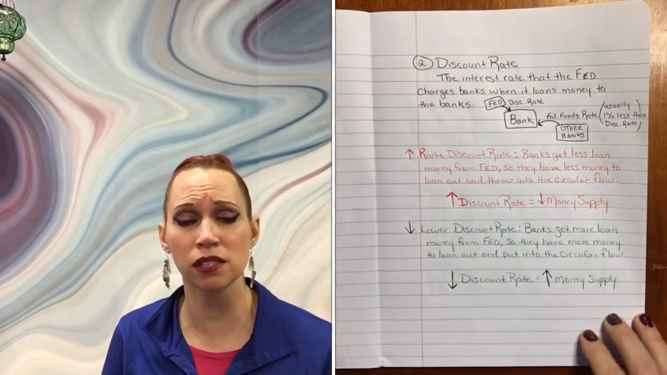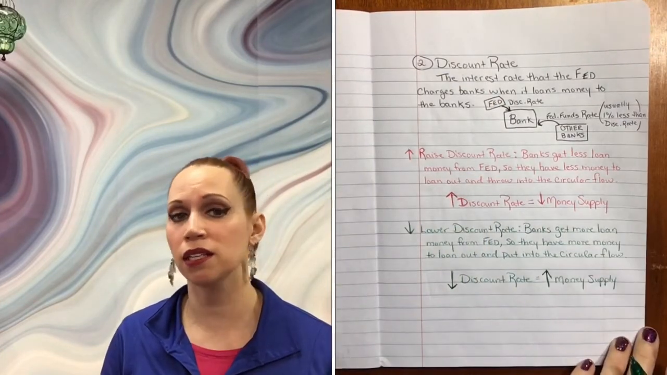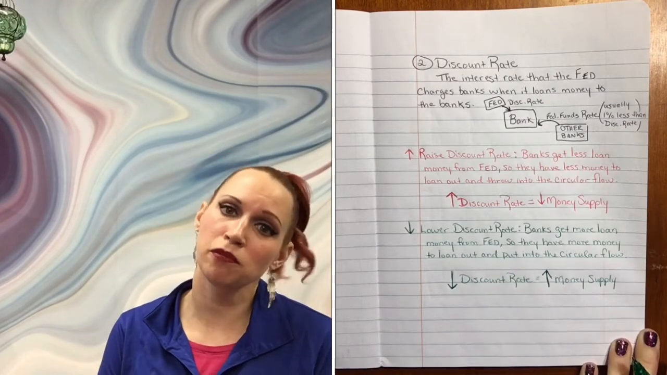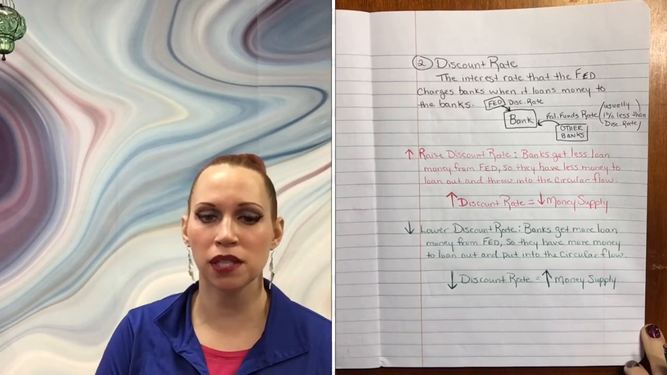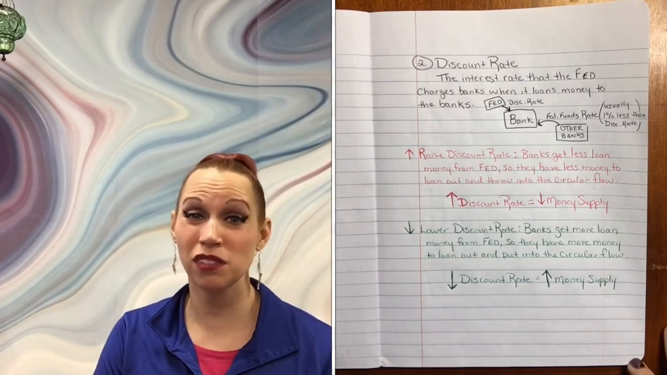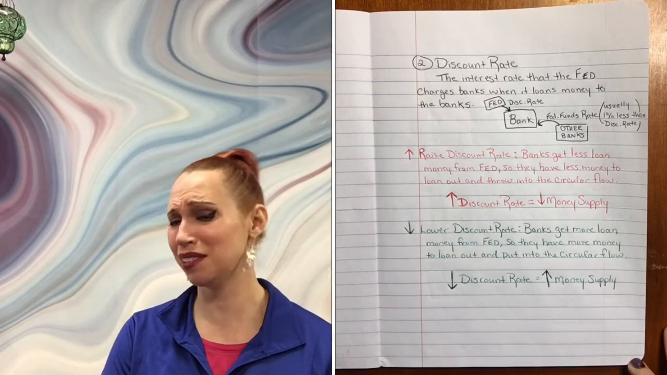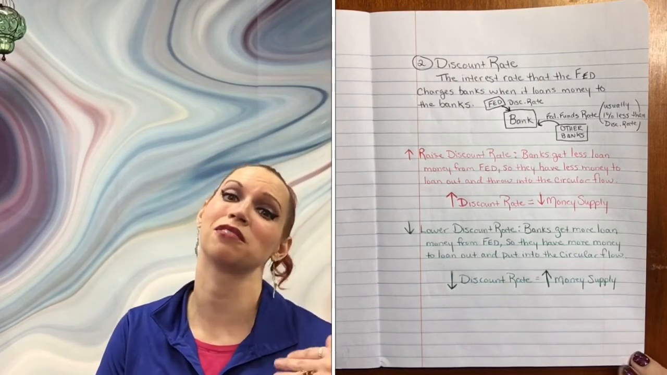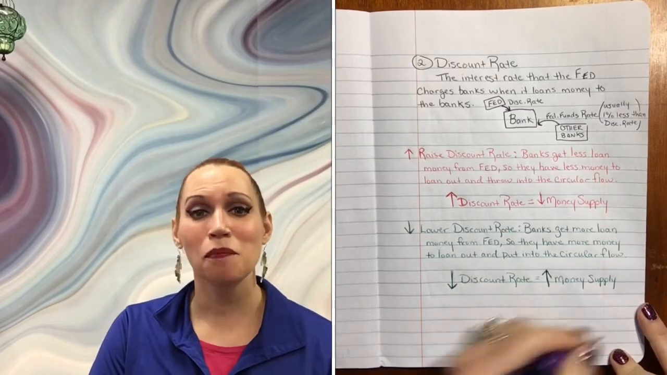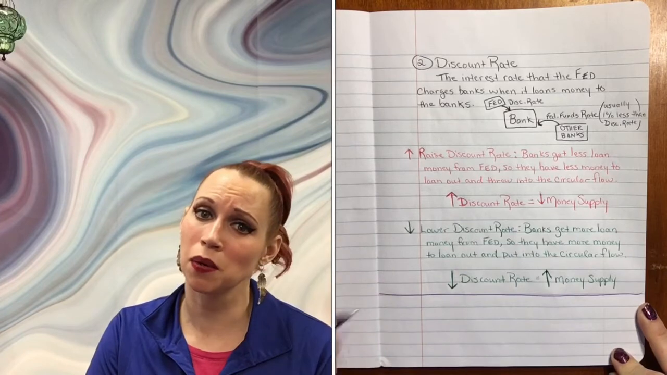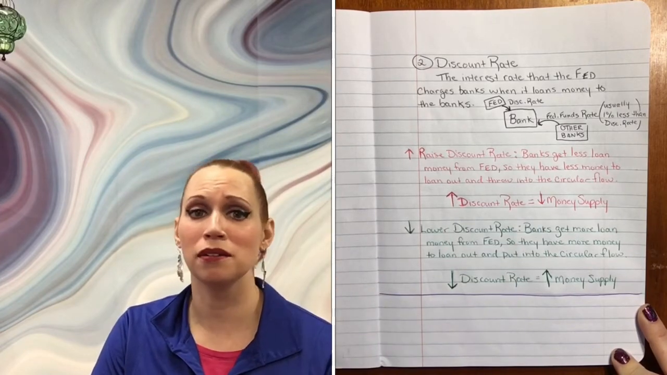Now, if the discount rate is lower, then banks are more likely to get loans from the Federal Reserve. And if banks get loans from the Federal Reserve, they have more money that they can lend out to other people. That's going to inevitably put more money in circulation. If the Federal Reserve increases the discount rate, then banks aren't really going to want a loan from the Federal Reserve, because that loan is going to come with a really expensive interest rate. So banks are less likely to borrow money from the Federal Reserve, which means they have less money to loan out to consumers and businesses.